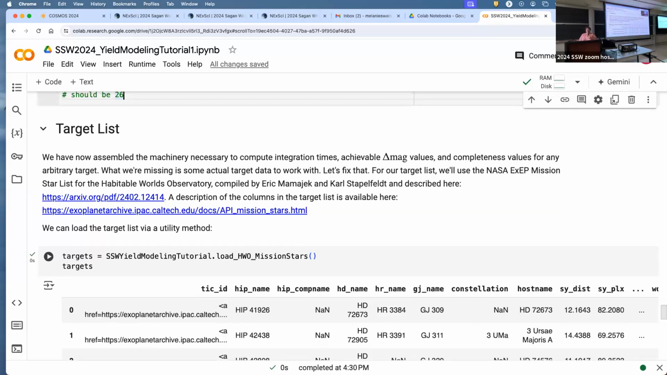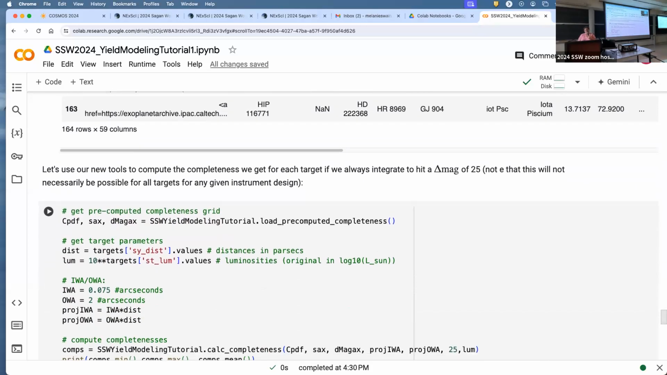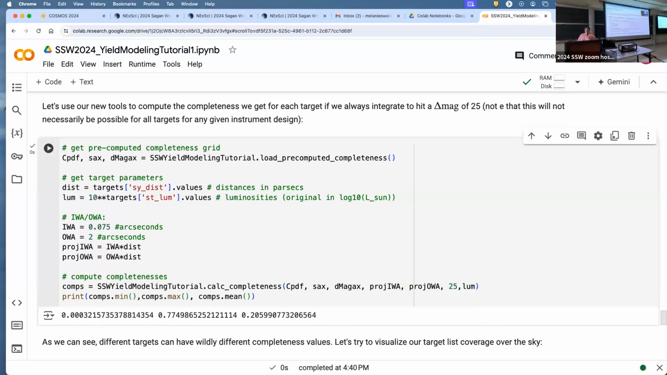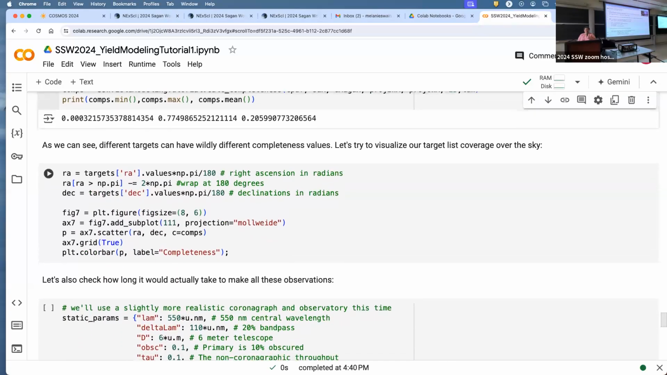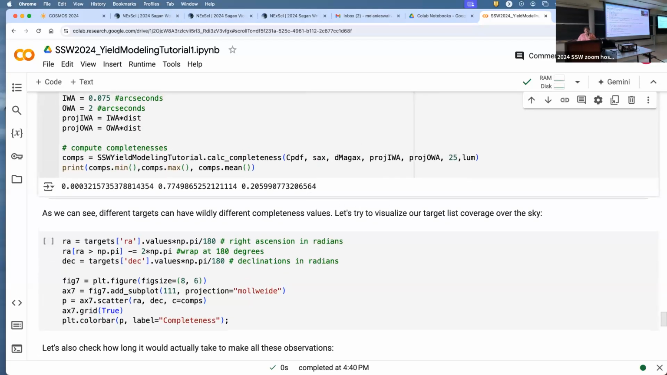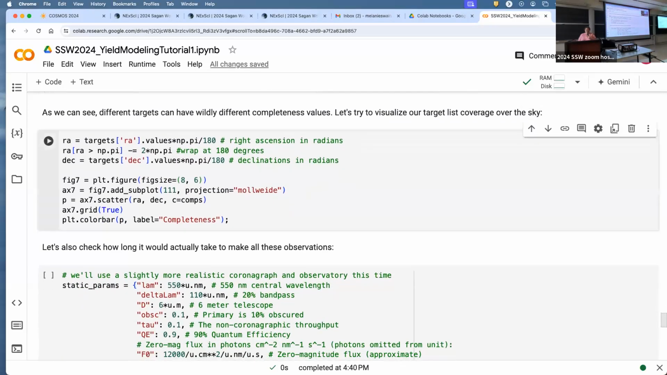You run this first cell to load it, and you can see that it has information on the different properties of the stars. Then we can compute the completeness for each of those stars. We're getting the minimum, the maximum and the mean. We see the minimum is pretty small, and we see that the mean is only 0.2. It would be nice if that mean were higher. So let's visualize it.